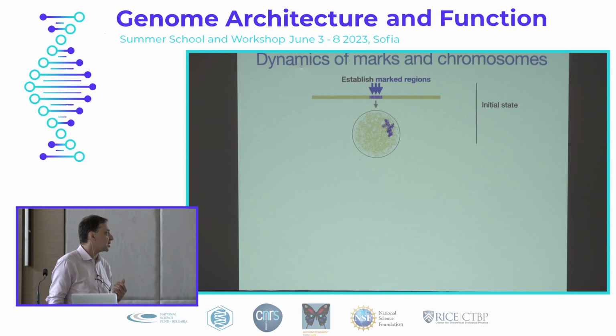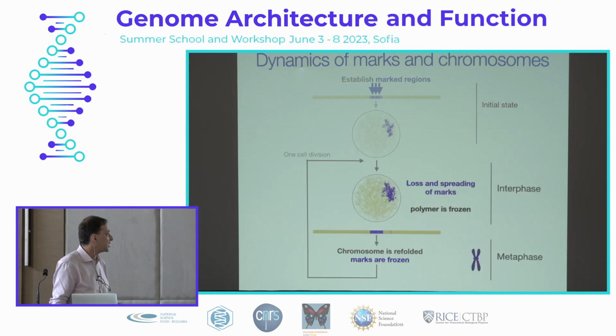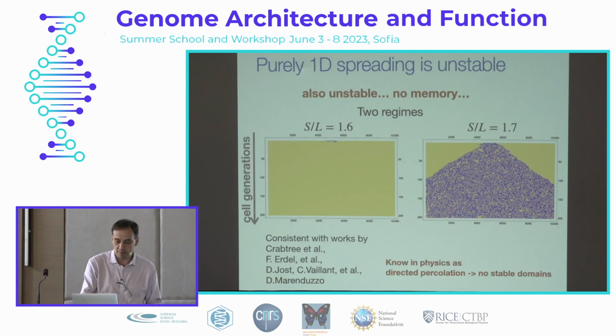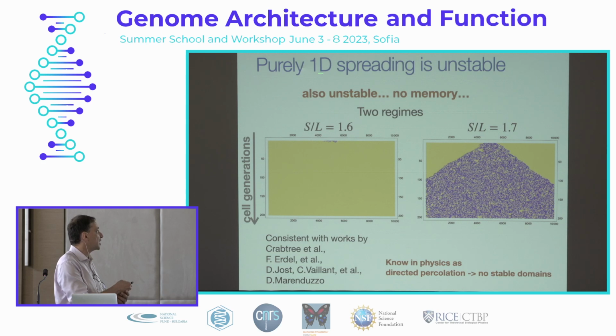The setup will be such that I impose the marks, let the chromosome fold, then stabilize the chromosome during interphase, and then let the marks spread. Then during metaphase, I will do the opposite: I will keep the marks and refold the chromosome completely, and it will go into the next cell cycle. If we do this when we allow 1D spreading only, there is no stability in the system. What I'm showing you here is time in cell generations, and this is the pattern of marks that you establish. If the S over L parameter is lower than a certain cutoff, known in physics and mathematics, then there is a loss of the marks. If it's greater than this magic number, 1.6 something, then everything gets marked. So there is no stability in the system, and people have seen this.